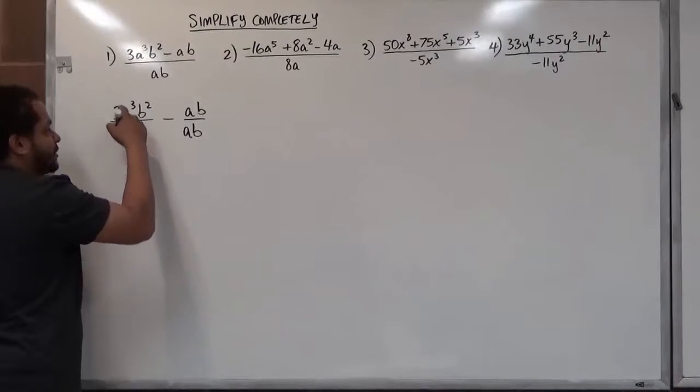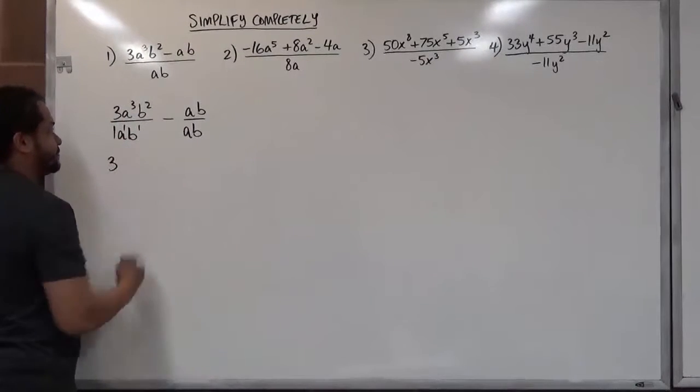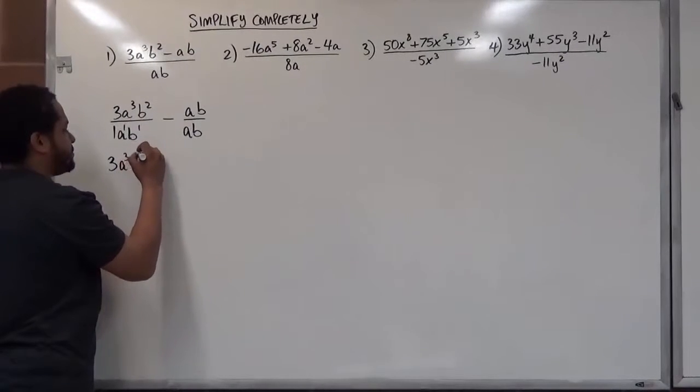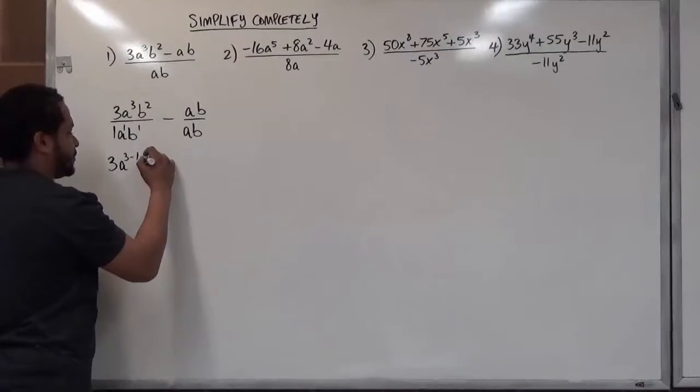Now we have a 1 here, and 3 divided by 1 is just 3. A to the third power and a to the first, we're just subtracting the exponents, and we're doing the same for the b term.